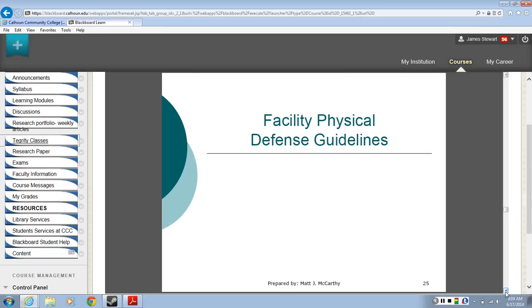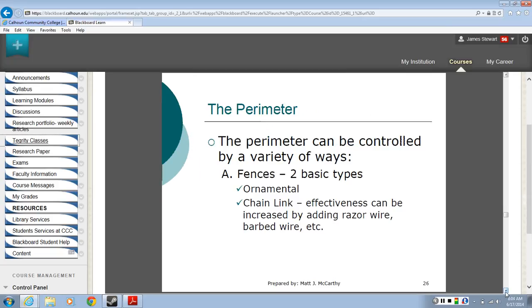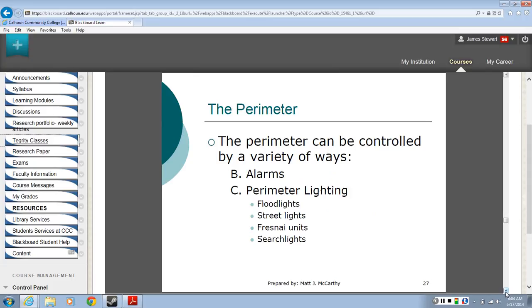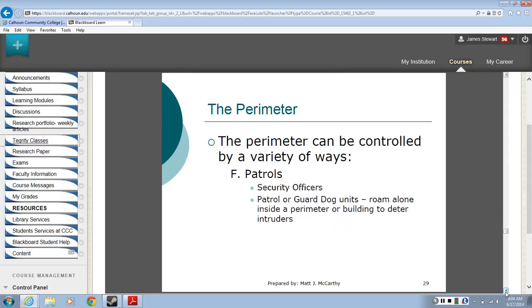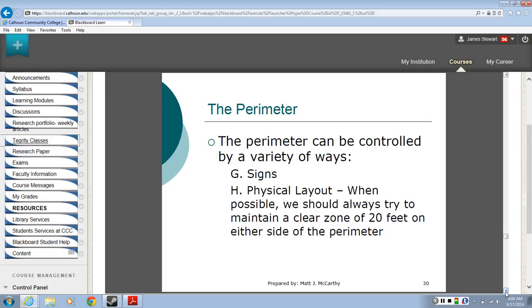All right. This chapter goes on to give you some facility physical defense guidelines. How you control the perimeter. You can use fencing. There's a couple different types. Use alarms, lighting, cameras. You can put up barriers to vehicles. You can have security patrols for the perimeter. You can put up signs that says, "Hey, you're not allowed to be here."